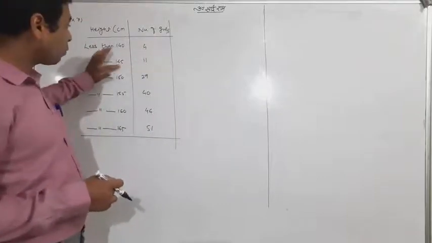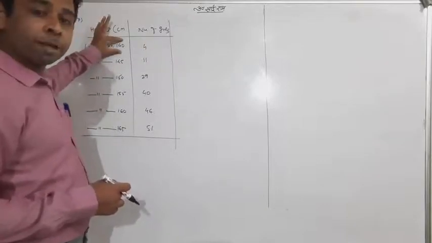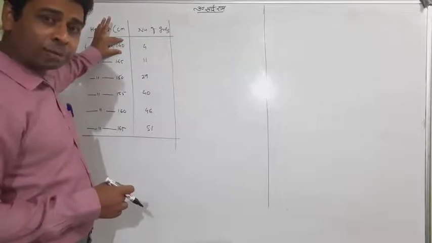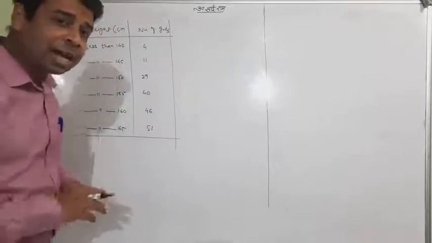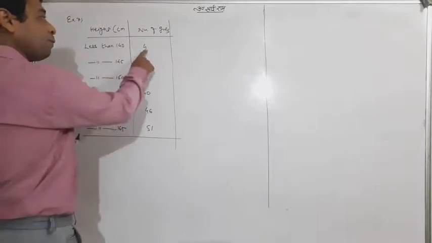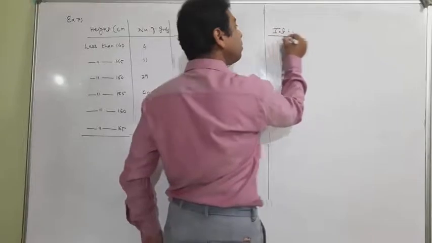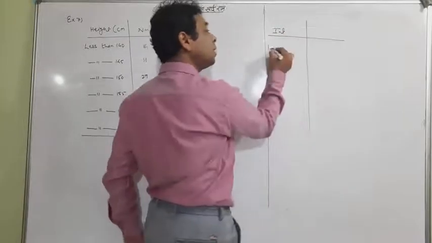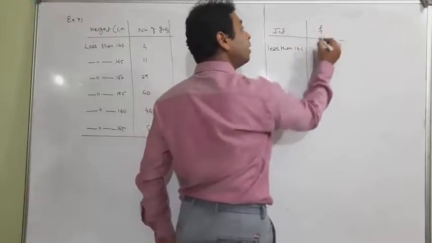Less than 145 also contains the number of girls who already have height less than 140, because 140 is less than 145. So I want to say that less than 140 is definitely 4. Can you see here? This is the interval I'm making here. First is a very simple sentence: less than 140, number of girls are 4.